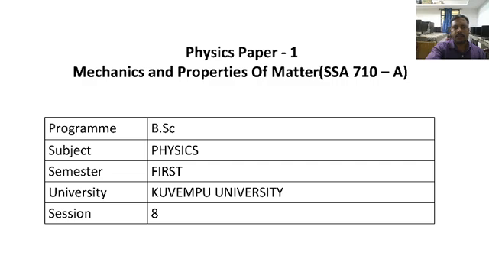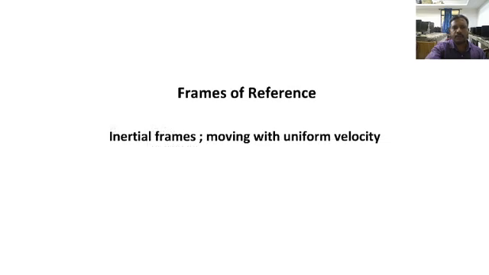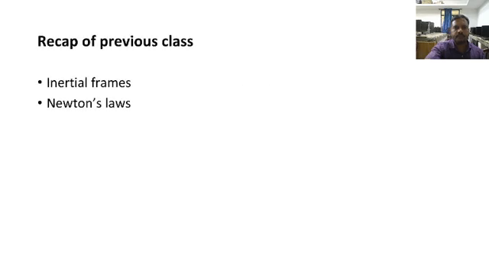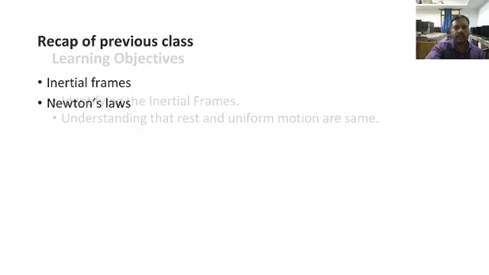Dear students, in the last few slides we have seen all the basic concepts related to inertial frames of reference and non-inertial frames of reference. As we know, inertial frames of reference are the frames of reference in which Newton's laws of motion are valid, and non-inertial frames of reference are those in which Newton's laws of motion are invalid. So in this particular session, we shall concentrate on inertial frames moving with uniform velocity, which we have seen in the earlier class.